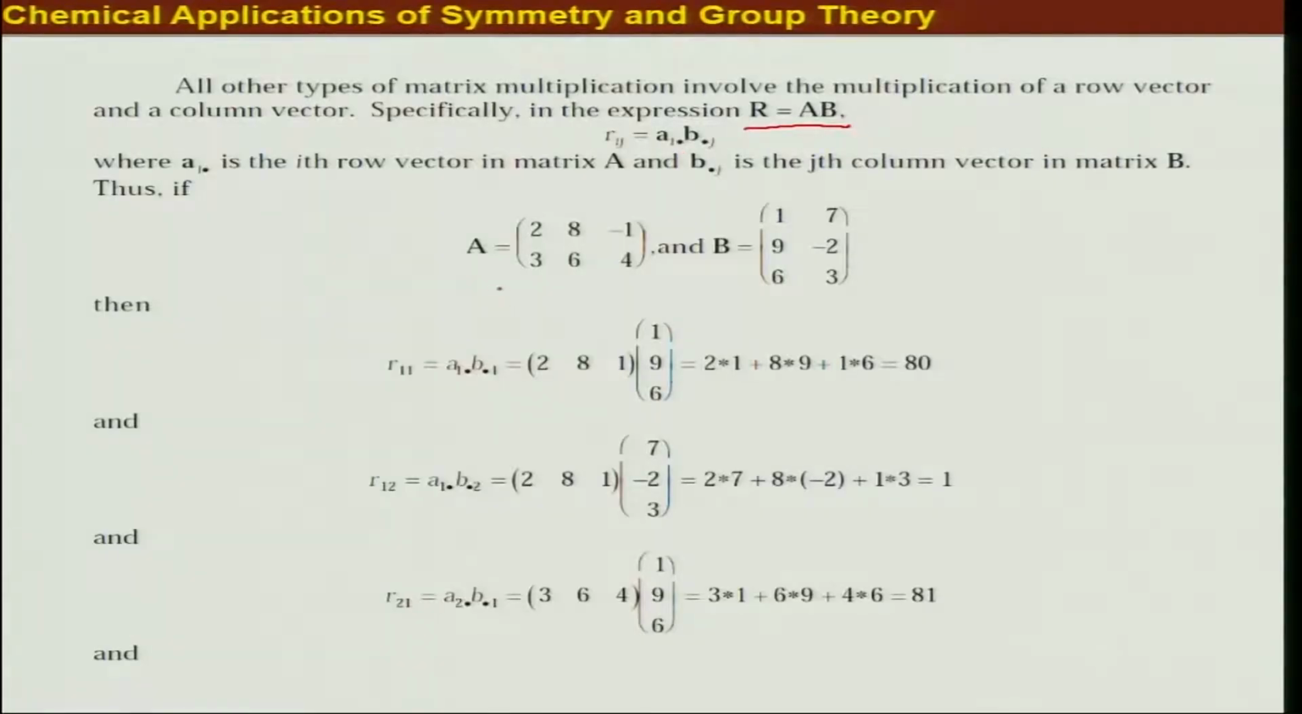Following that, you have an example here where you have taken A and B. A is a matrix which has 2 rows and 3 columns, while B is a matrix having 3 rows and 2 columns. So you can do a multiplication like this.